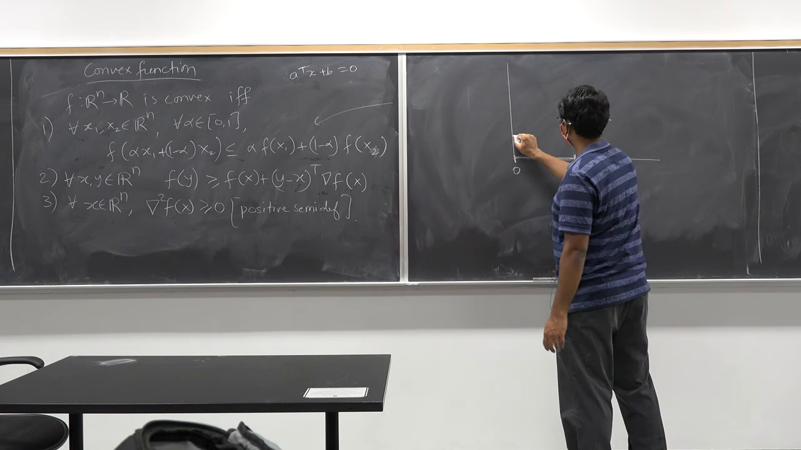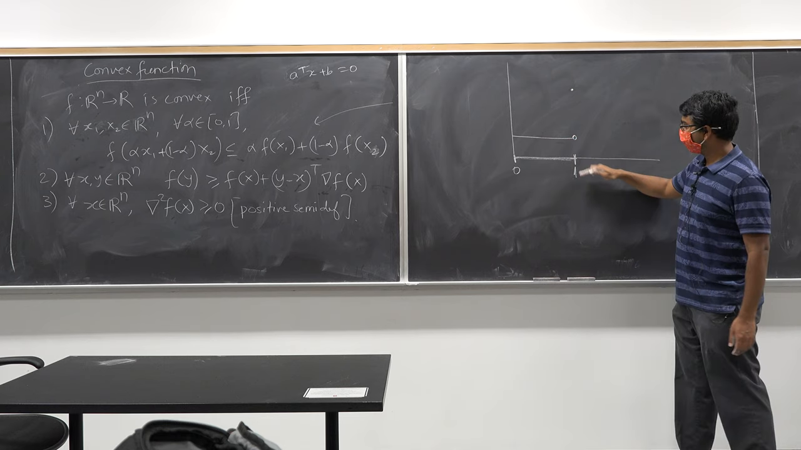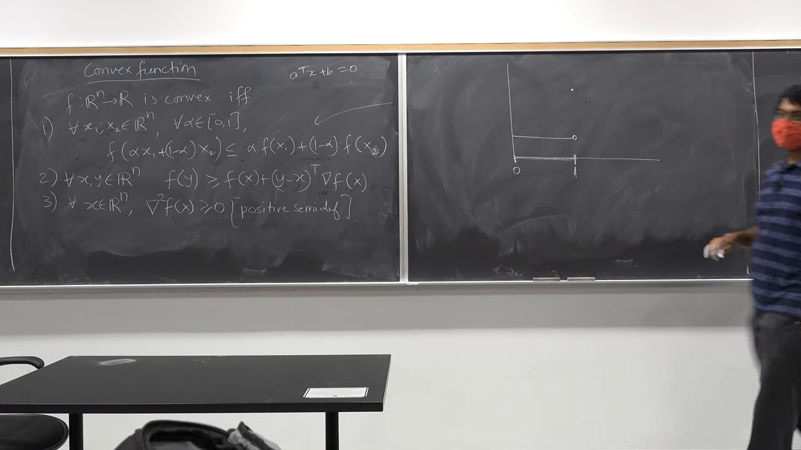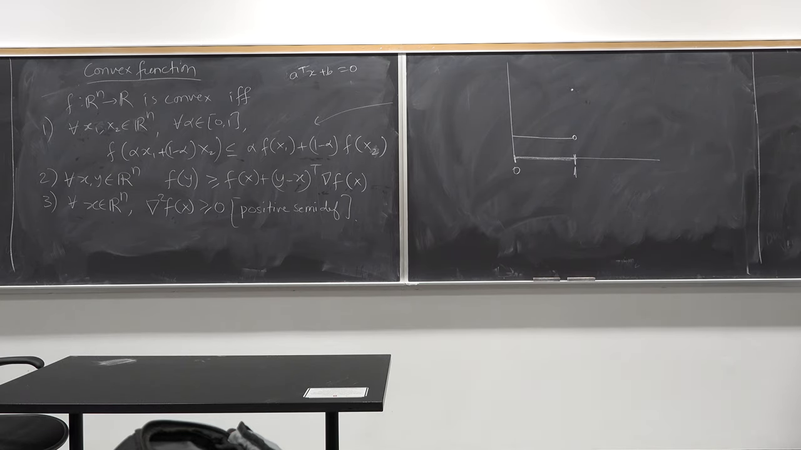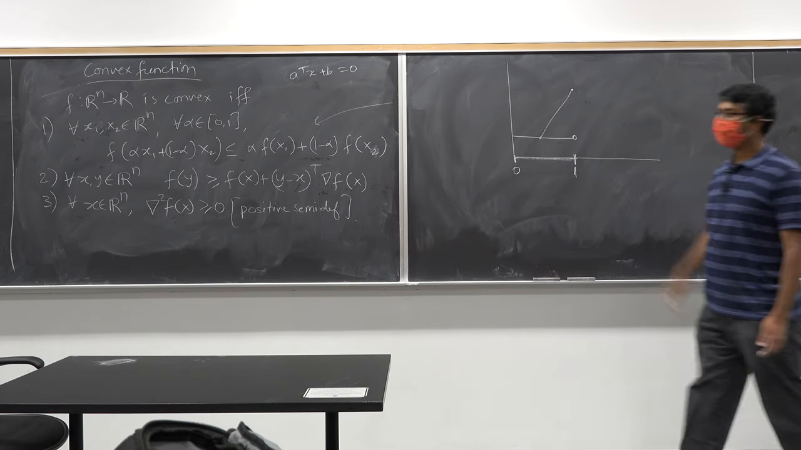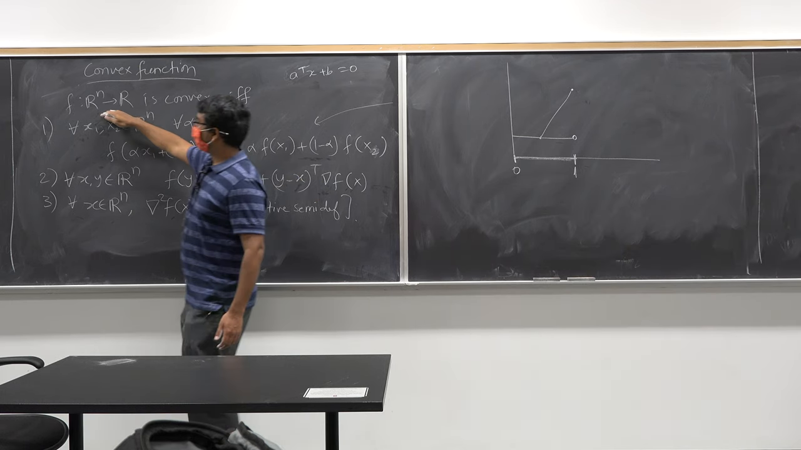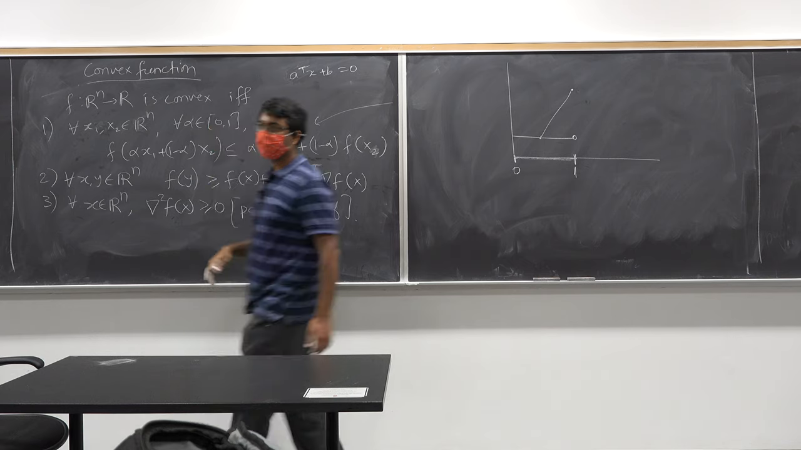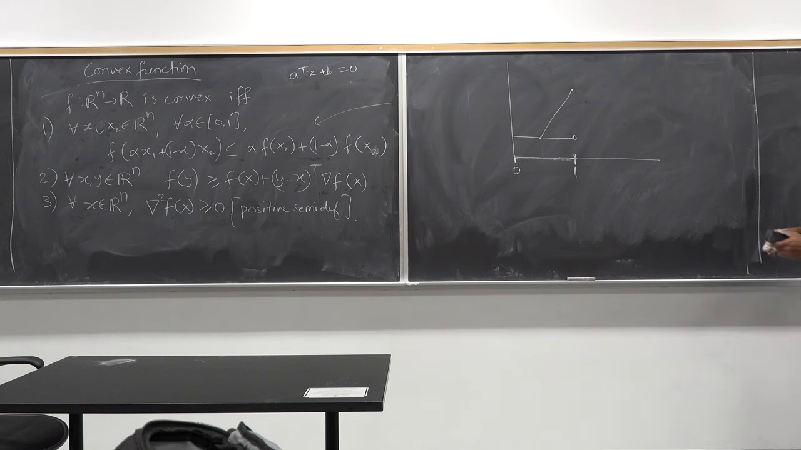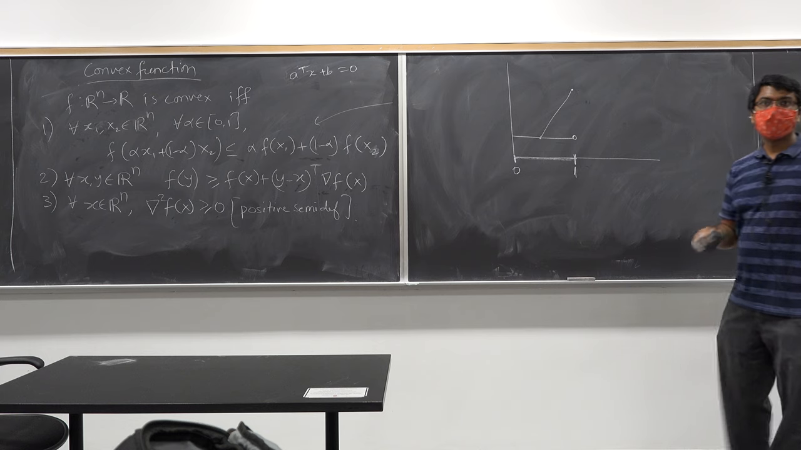And I have a function that is constant flat until 1, and at 1 it jumps to some large value. This function is convex, even though it's discontinuous, right? And that's because this line segment is above the function, okay? But I'm talking about functions that are globally convex, not locally convex. Okay. Any other question? Yes, please.